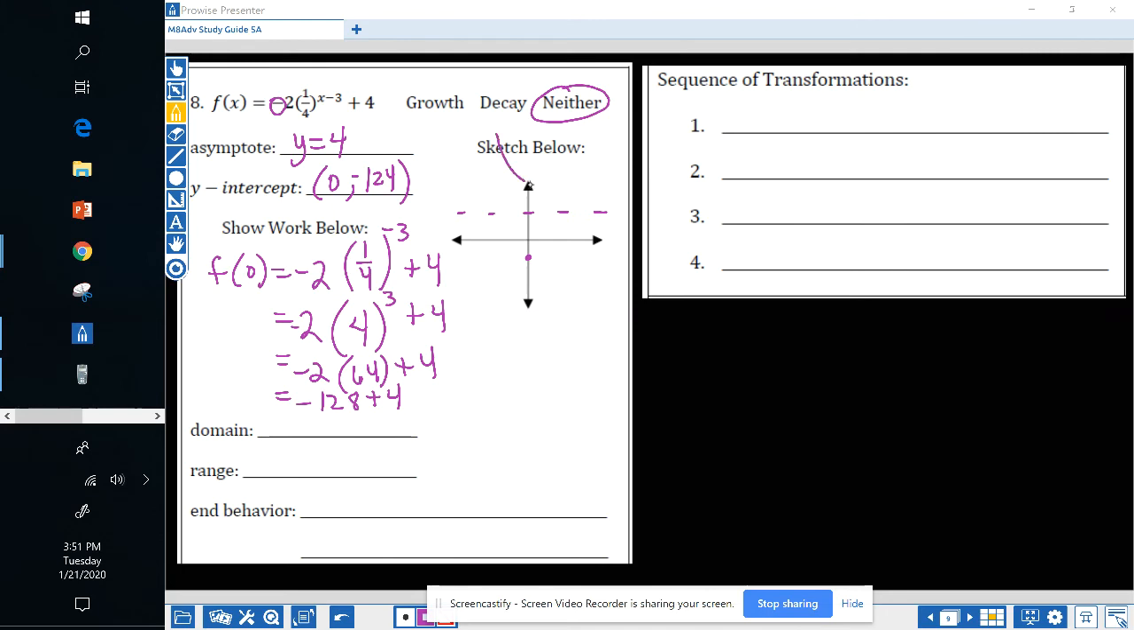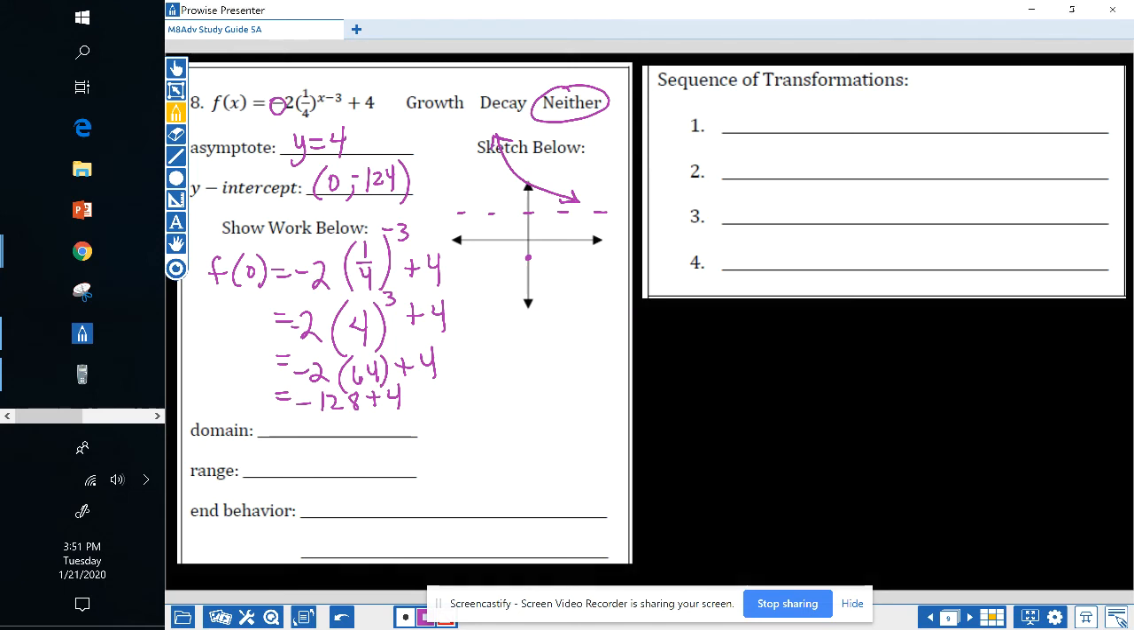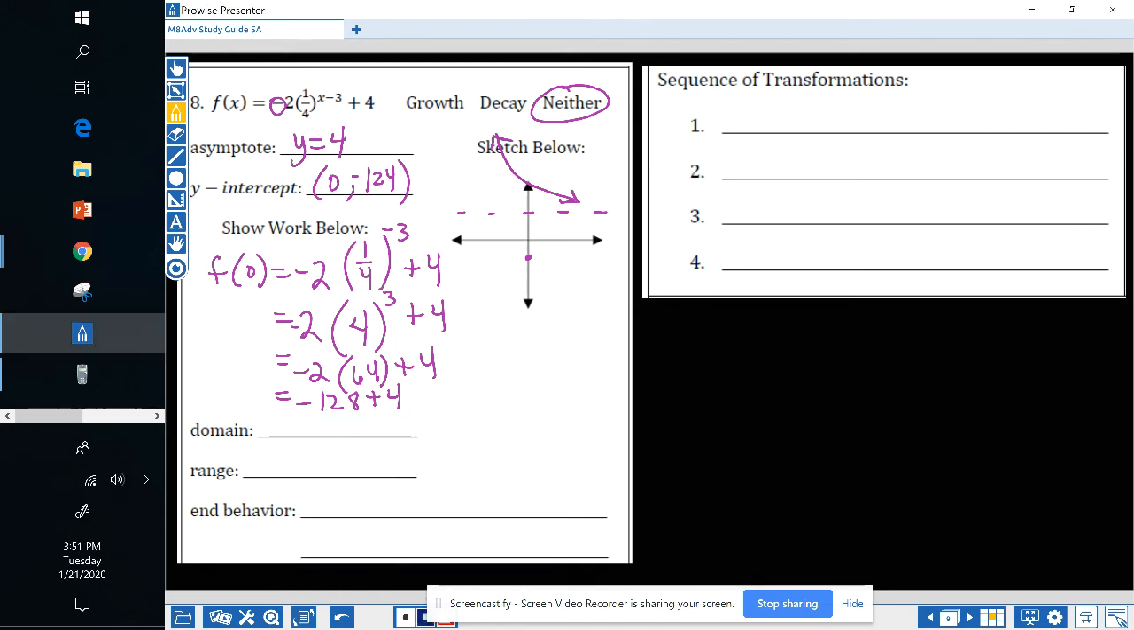Now, if this were not a -2 and was not a reflection, it originally would just be a decay that would look something like this. But it's being reflected, therefore it really looks like this. So that's a decay being reflected vertically.